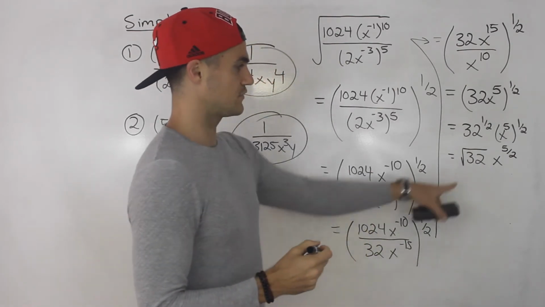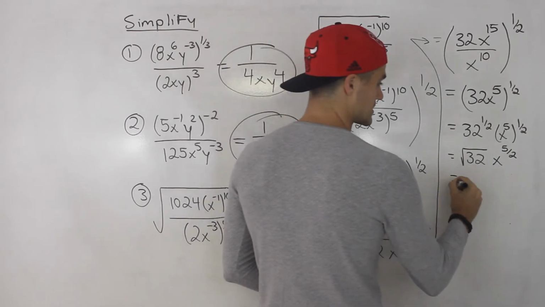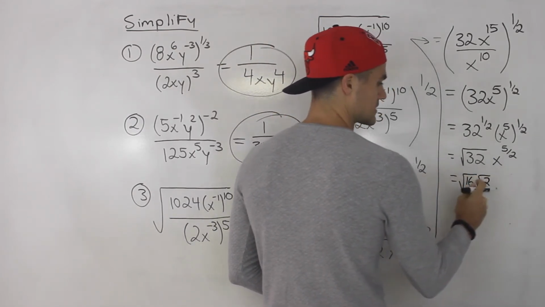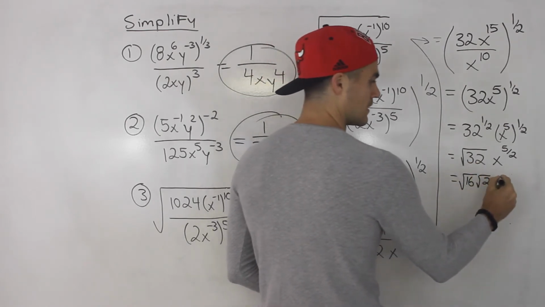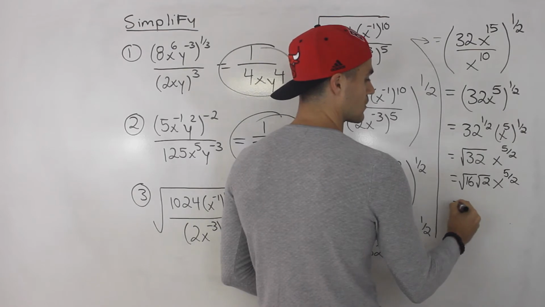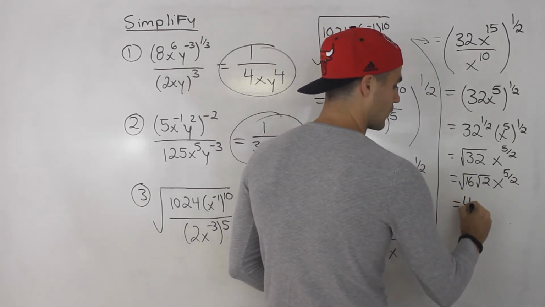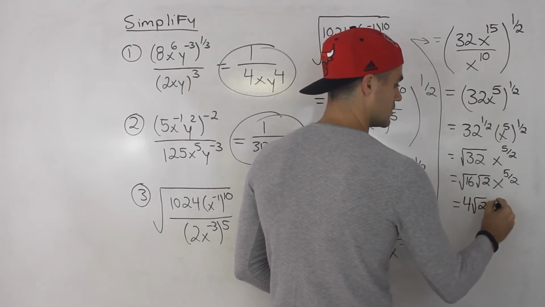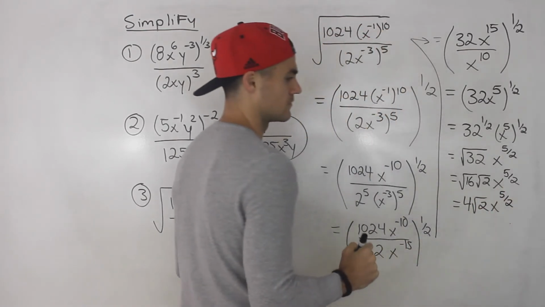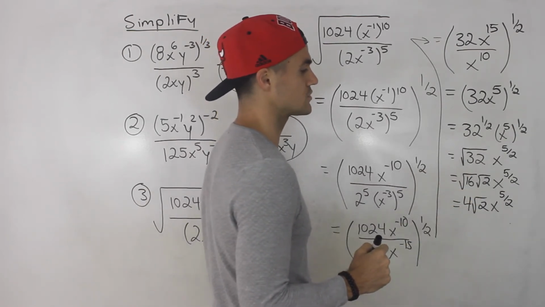And then we could simplify this radical further here, right? So we can break this down into root 16 times root 2, right? 16 times 2 is 32. And then this x to the 5 over 2, we can't simplify that any further. And then the square root of 16 is 4. So 4 root 2, x to the power of 5 over 2. That's your final answer. So root 32 I simplified to 4 root 2.